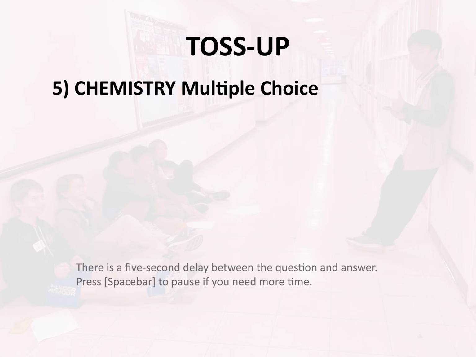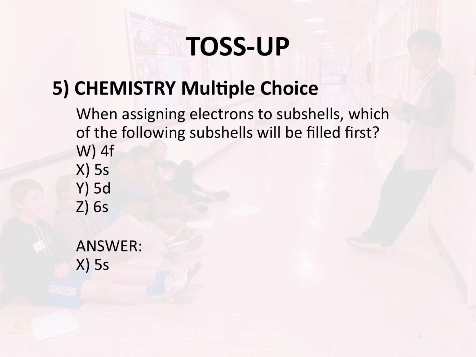Toss-up 5. Chemistry. Multiple choice. When assigning electrons to subshells, which of the following subshells will be filled first? W. 4f. X. 5s. Y. 5d. Z. 6s. Answer, X. 5s.